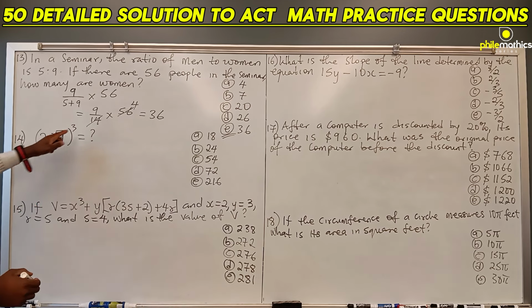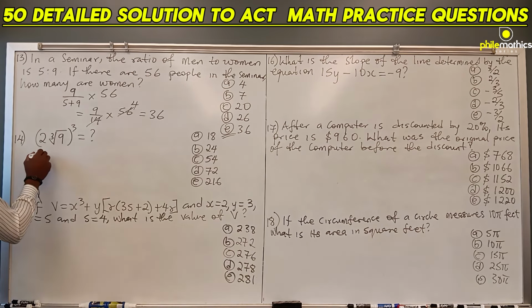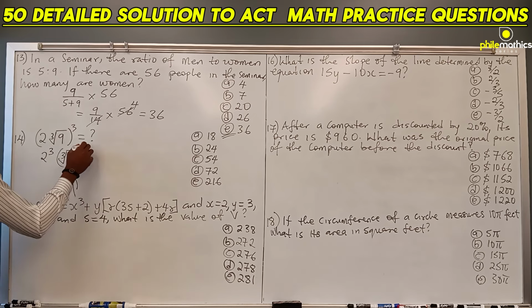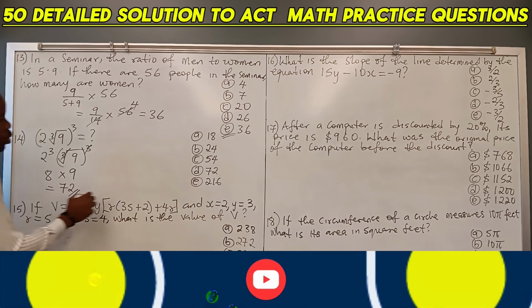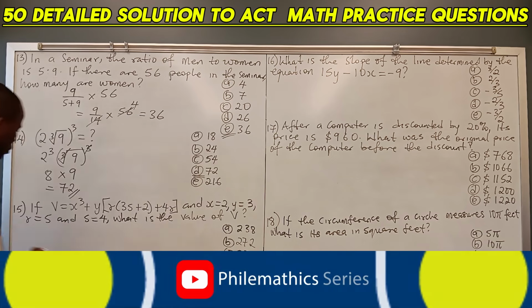How do we find the cube of 2 cube root of 9? This will be 2 cubed times cube root of 9. This cube can go away with this cube root. So we are left with 2 cubed is 8 and this is 9. And 8 times 9 is 72, which is D.